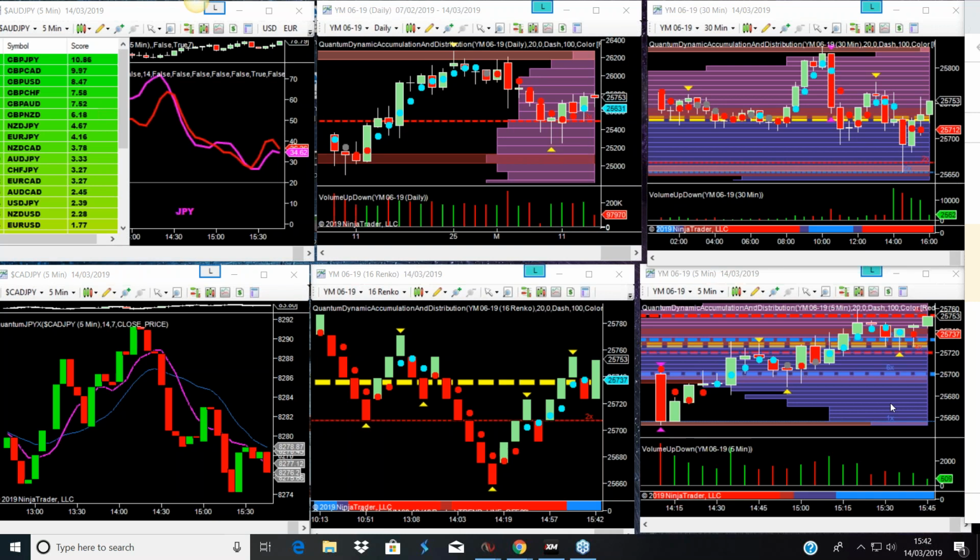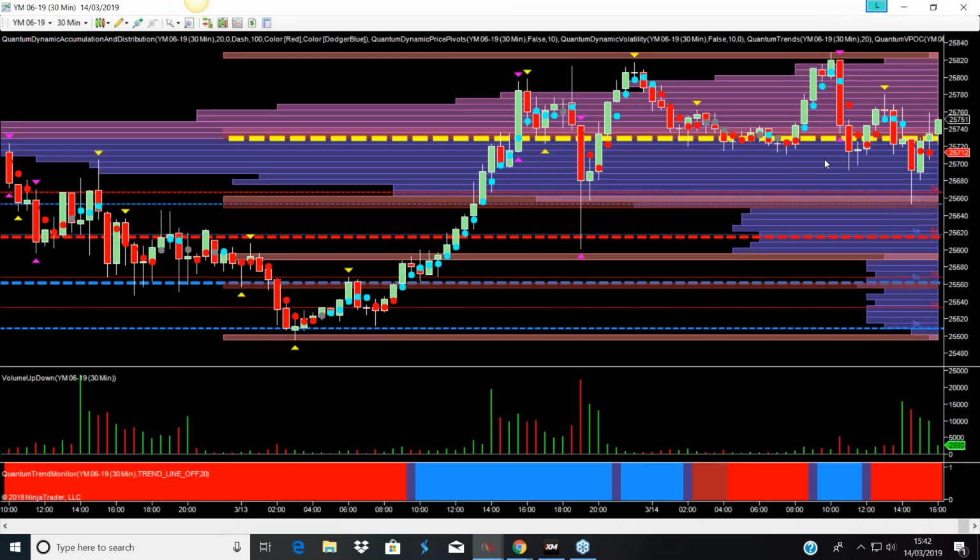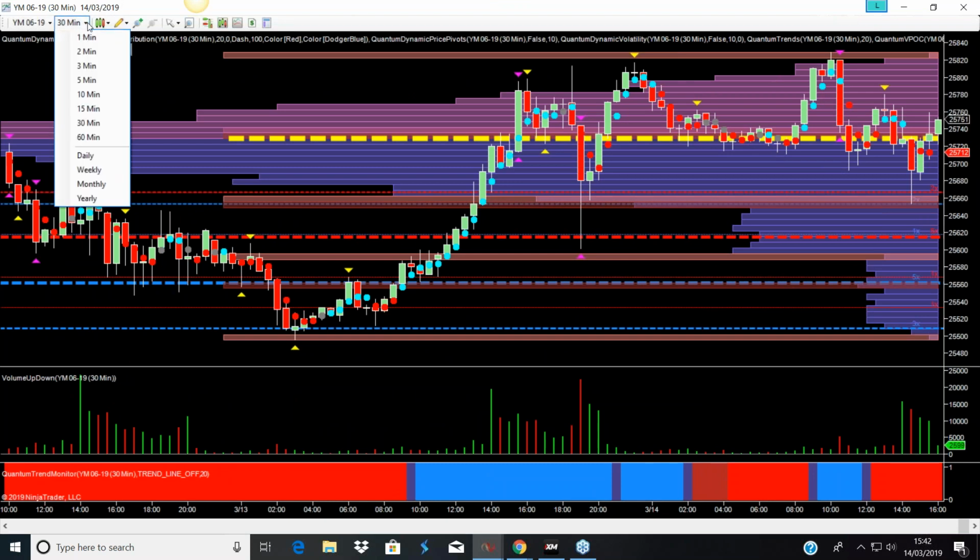Now, from a trading perspective, particularly if you are a day trader, what you don't want to see is when you have the instrument that you're looking to trade, this is on the 30-minute chart, the price action rotating around the VPOC in all the time frames.